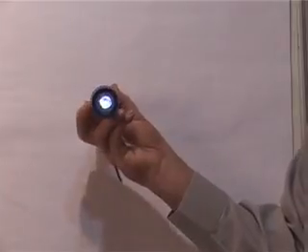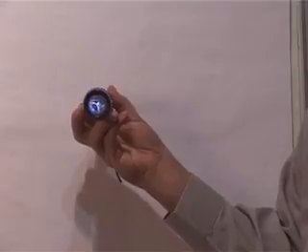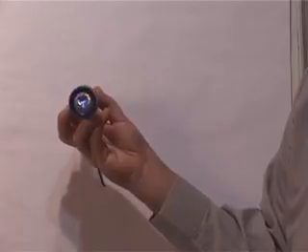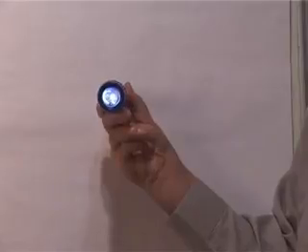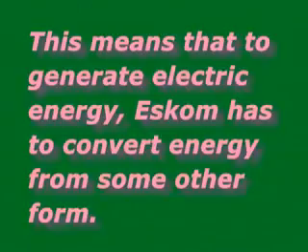And there you can see there's electric energy, and there you can see the electric energy has been converted into light energy. Let's do that again. Chemical energy in my muscles converted to mechanical energy that is being converted into electric energy, and the electric energy is giving us light, not a battery in sight. This means that to generate electric energy, Eskom has to convert energy from some other form.